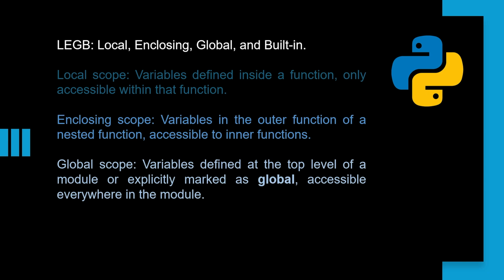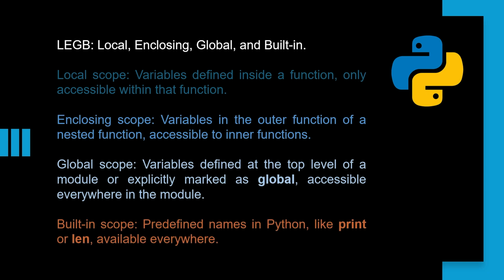Global scope is for variables defined at the top level of a module or explicitly marked as global, accessible everywhere in the module, so you can call it from anywhere you want. Predefined names in Python like print or len are available everywhere, and that's called built-in scope.